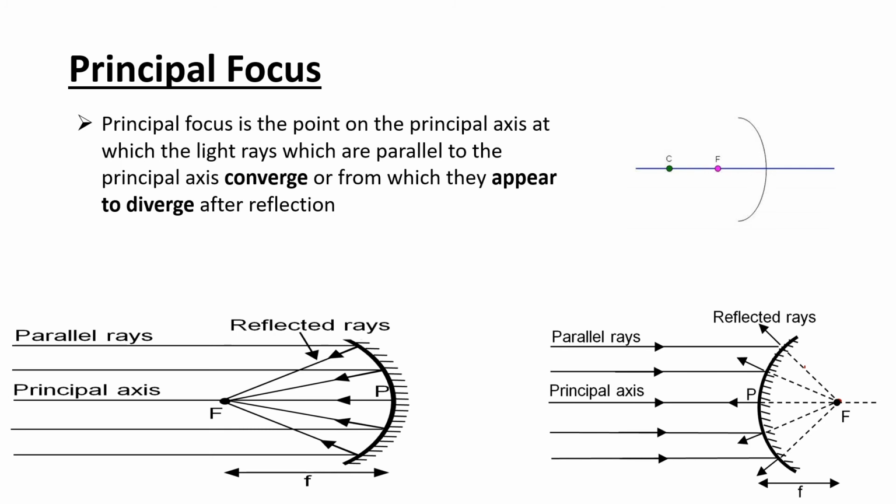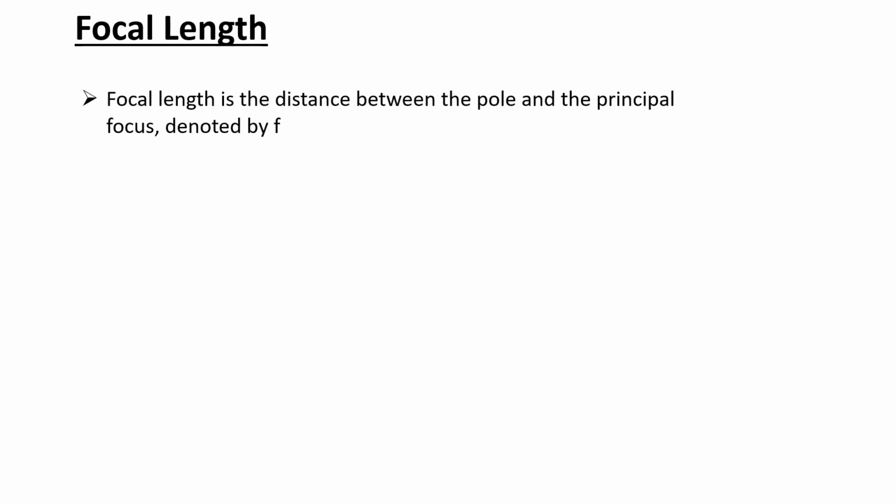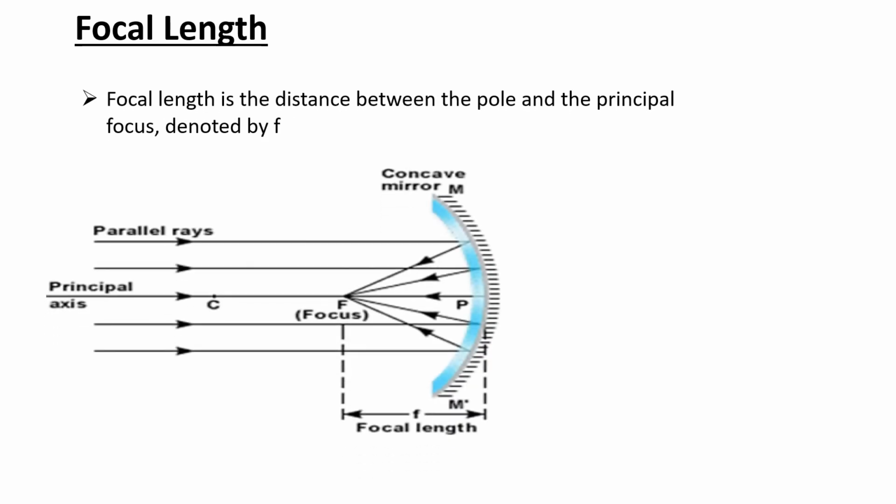In the next slide, we will see this small f. What is this small f? This small f is called focal length. Focal length is the distance between the pole and the principal focus. This is the pole of the mirror and this is the focus. This distance between the focus and the pole is known as focal length. It is denoted by small letter f, whereas the principal focus is denoted by capital F.